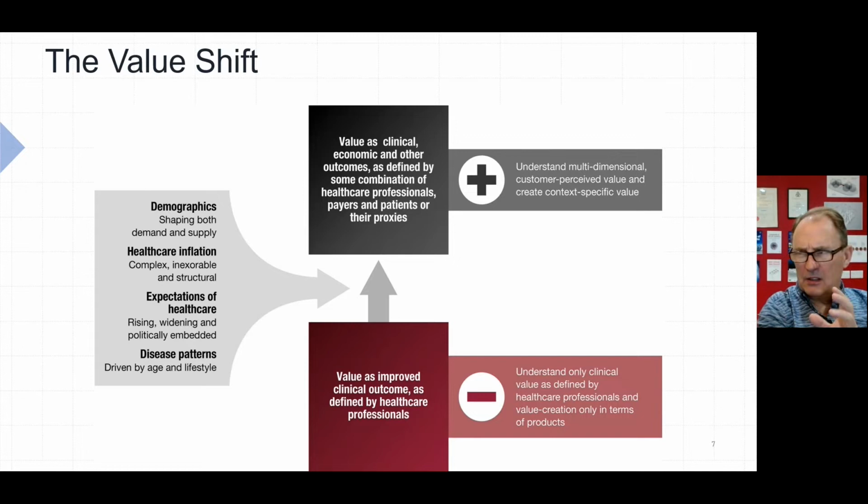Well, that sounds a little abstract, and hopefully it'll become clearer later. But the point is that things have happened in the environment which have changed the way that value is defined and by whom, and that has caused a change in the selection pressures in what is a successful business model and what is not a successful business model.